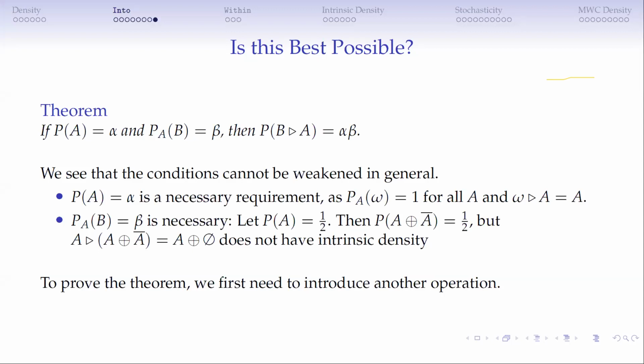The example is obvious: just omega into A will show that A has to have intrinsic density. For B, if you take any set of intrinsic density 1/2 and look at it into it join its complement, then that will equal it join the empty set, which can't have intrinsic density because it's a subset of a computable set.